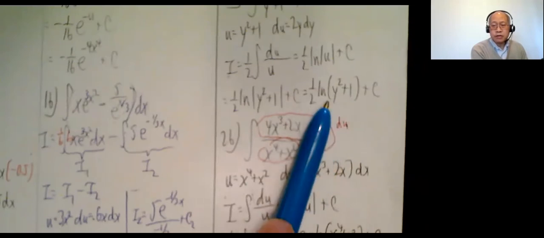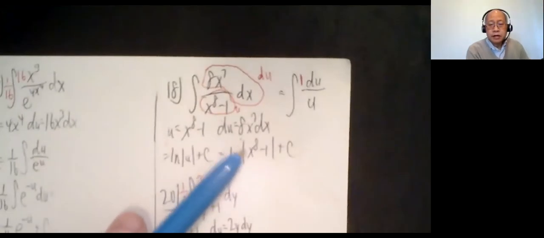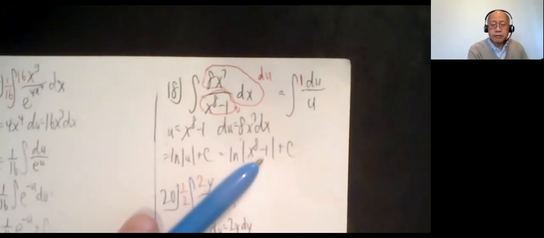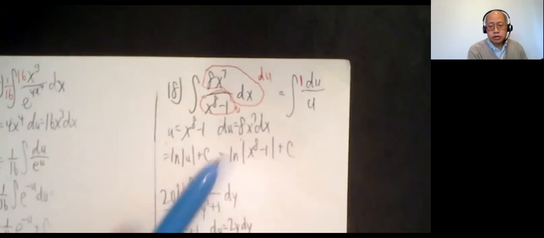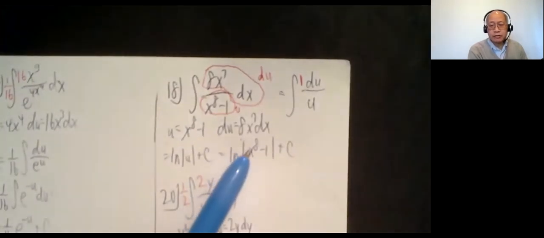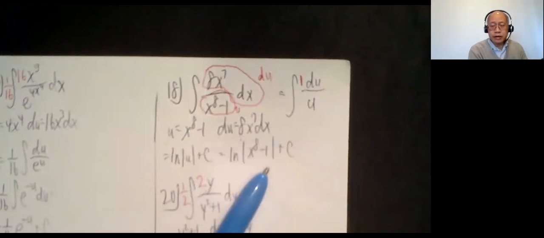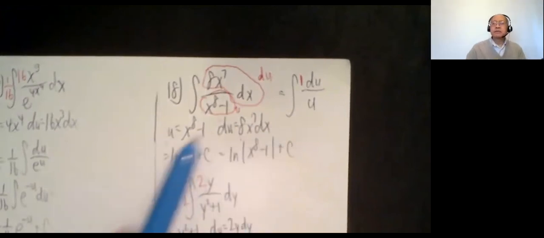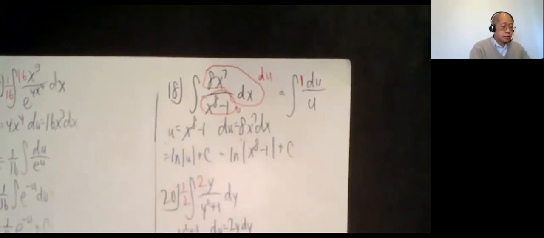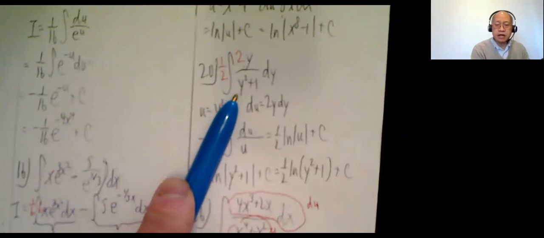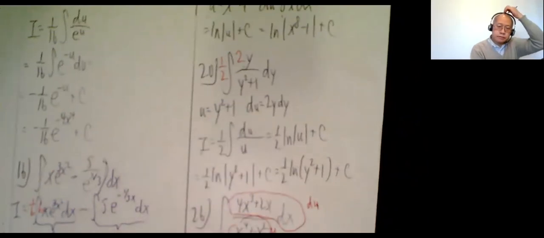ln absolute value of y squared plus 1 plus c. Okay, now how come I didn't do that over here? Well, does the inside have any probability of being negative? Sure, an easy way is plug in 0, right? If you plug in 0, 0 minus 1 is negative. Okay, so you do need the absolute value. So if the inside has a possibility of being negative, keep the bars. That's not true here, right? Y squared plus 1 isn't going to be negative, so you drop the bars.